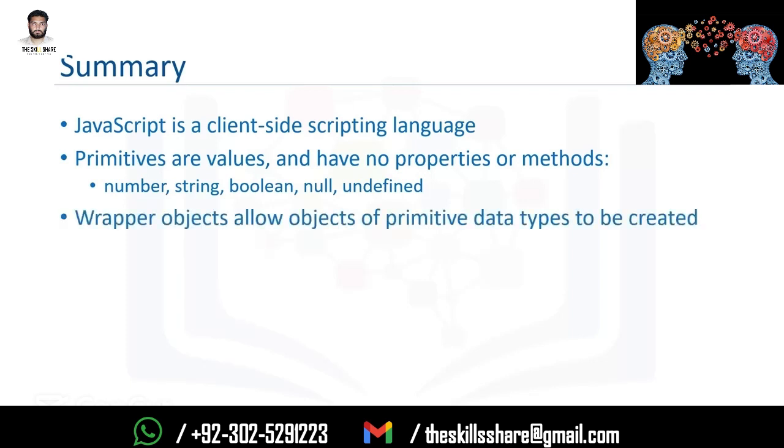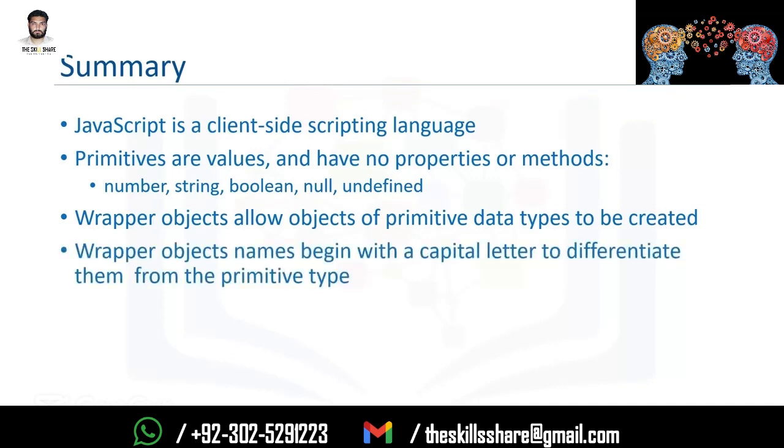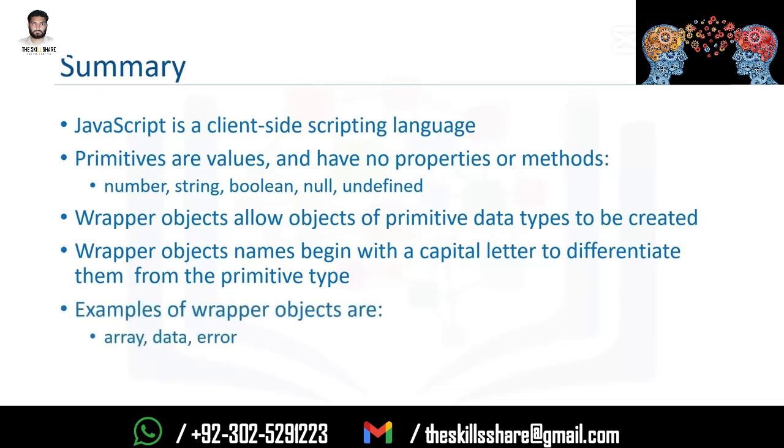Wrapper objects allow objects of corresponding primitive data types to be created. Wrapper objects can store a primitive value and provide methods with which to process it. Wrapper objects have the same name as the primitive type, but they begin with a capital letter to differentiate them from the primitive data type itself. Some examples of wrapper objects are Array, Date, and Error objects.